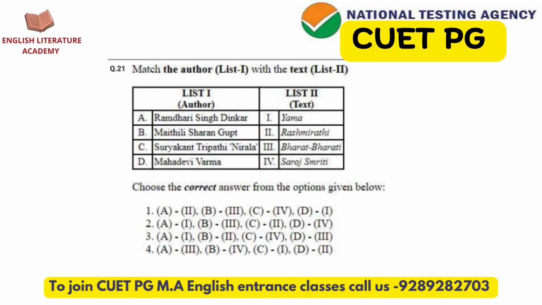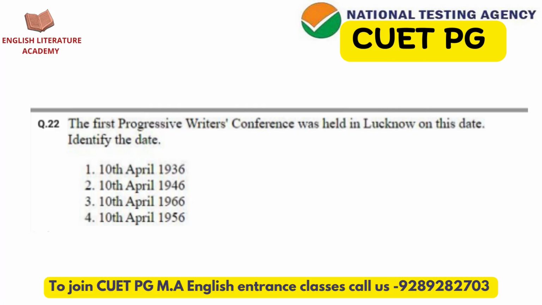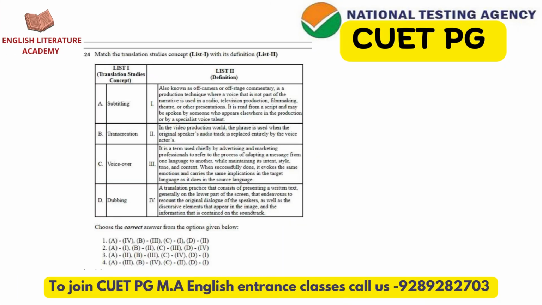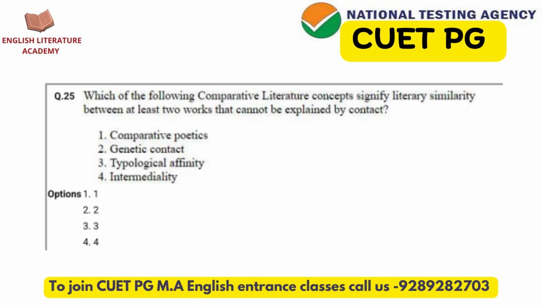All Indian writers and their creations make the content of the 21st question. 22nd question asks about the Progressive Writers Conference, that is, the date on which it was held. 23rd question is quite easy as it is about the details mentioned in Natya Shastra about Navarasas or the Indian aesthetic theory. Question number 24 probes the conceptual knowledge from translation theory, and the 25th one probes the concepts related to comparative literature.